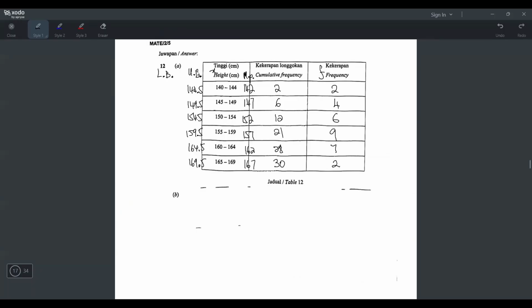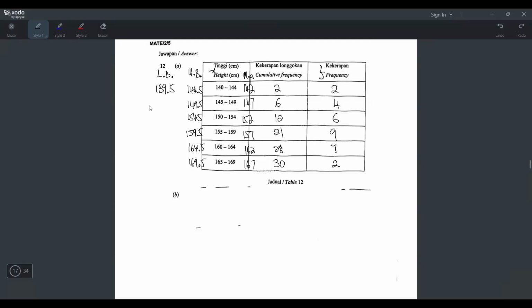Okay, how to find the lower boundary for the first class? You have to take the lower limit, meaning the smaller number, 140, plus the last number of the previous class, divided by 2. The last number must be 139, right? So 140 plus 139, and then divide 2, which gives 139.5. Okay, you can use your calculator.